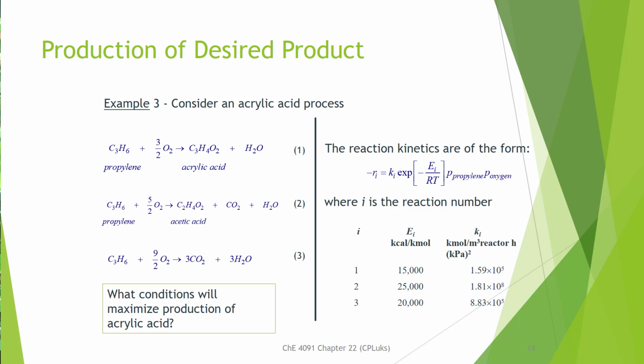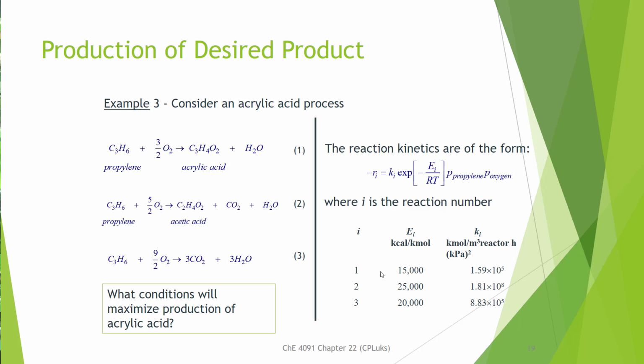And finally, let's look at this acrylic acid process. Here we have a set of 3 different reactions, with our various information given over here. Reaction 2 has the highest activation energy, so we are wanting to make acrylic acid, which is reaction 1, which is the lowest activation energy. So therefore, low temperature would be our desired temperature.